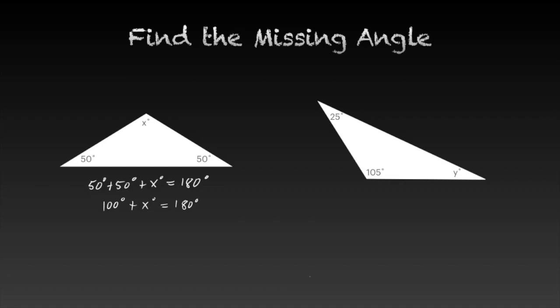Now, since you're trying to leave the x by itself, you're going to do inverse operation. So you're going to get rid of that 100. So I'm going to subtract both sides by 100 degrees. And that's going to give you x is equal to 80 degrees. And that is your answer to finding x. Now let's look at another problem. In this case, we're going to be finding y.